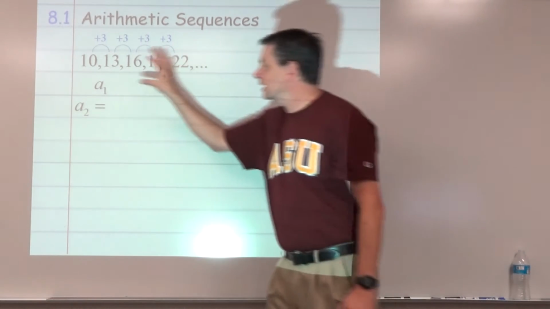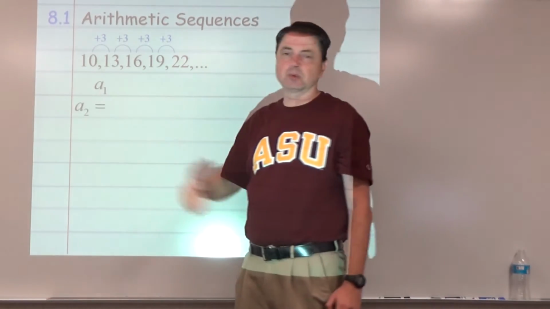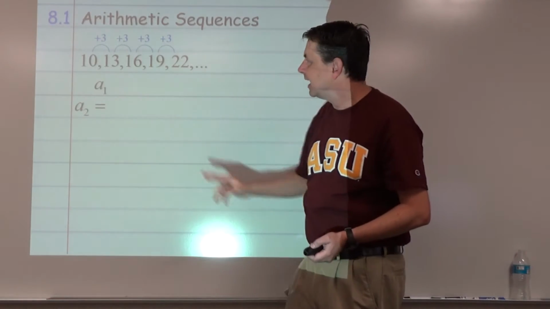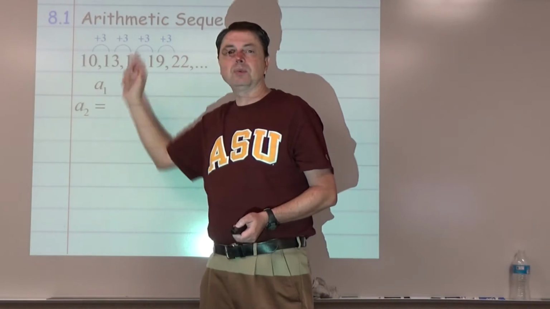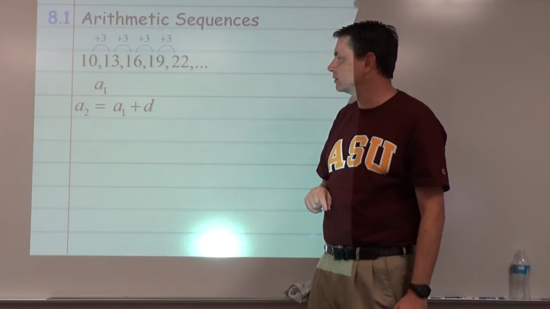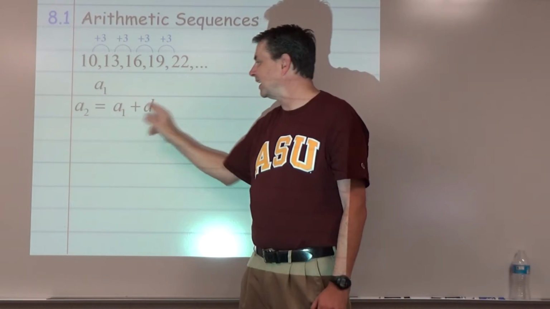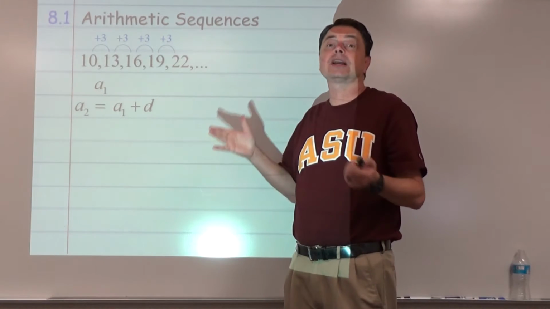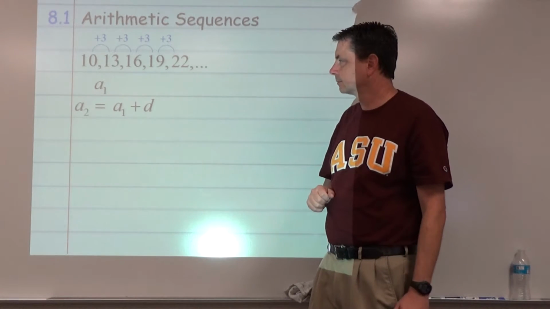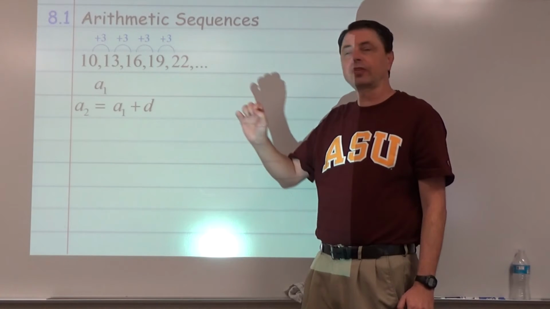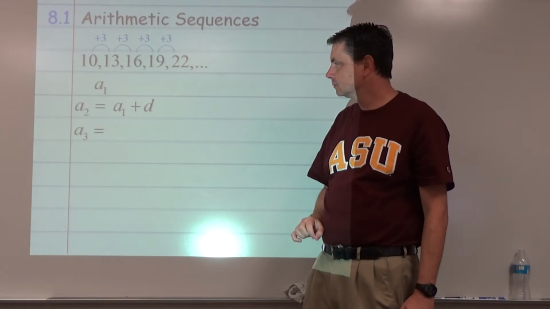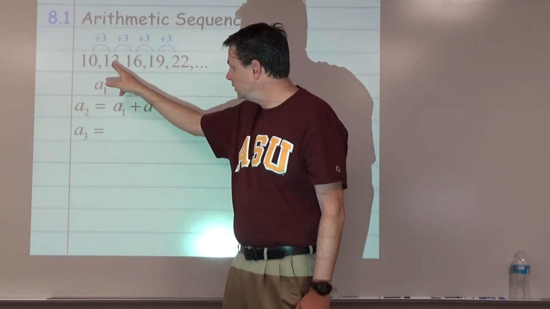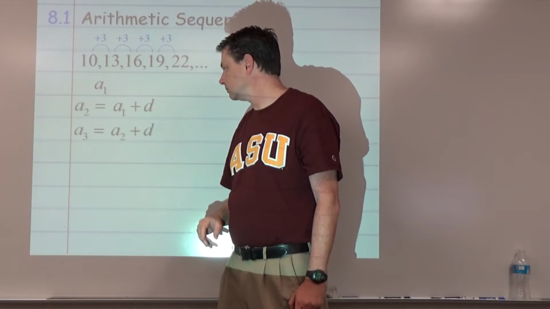All right, so let's see if we can figure out a pattern based on this. We know that our first term is going to be A sub 1. In general, how do we get the next term? We would add the common difference. So we would take the first term and add the common difference. Now in this case it's 3. We're just talking in general terms. And then the next term, the third term, would be the one before it, add the common difference.